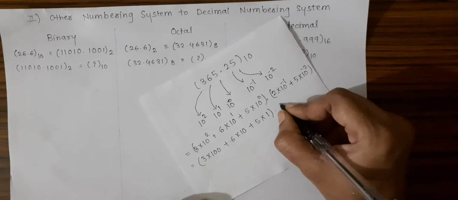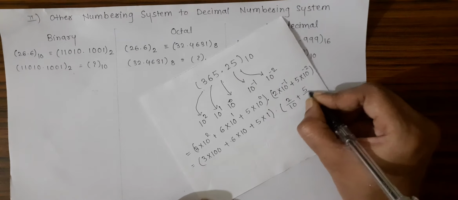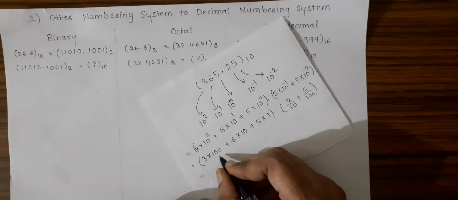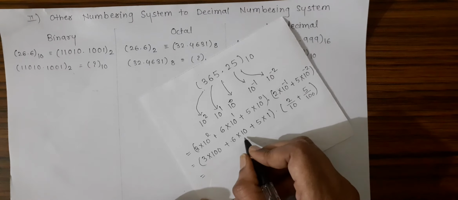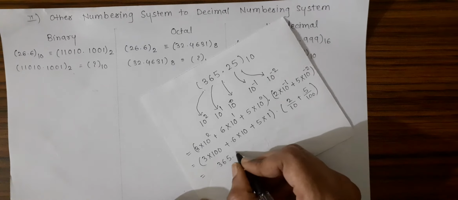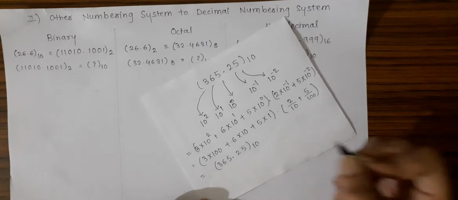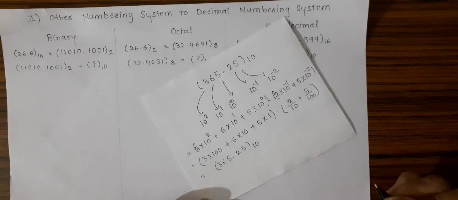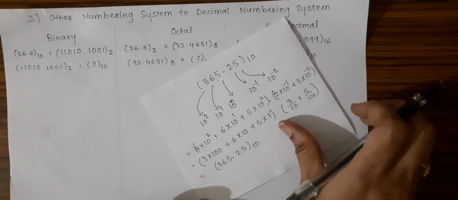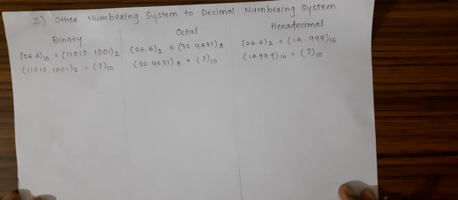Dot, this could be written as 2 by 10 plus 5 by 100. 3 into 100 is 300, plus 60, plus 5, which is 365. By solving this, we get dot 25. So this is the value of the given decimal. A similar concept we have to apply to all numbering systems.